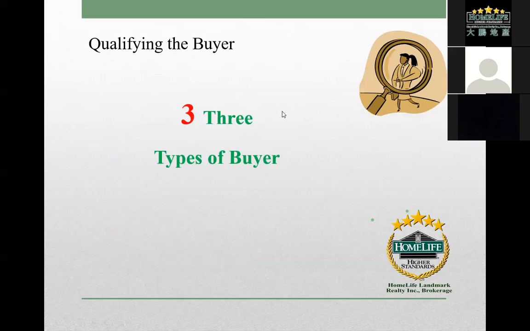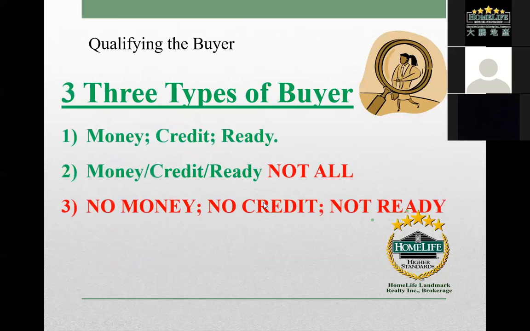Other than that, we need to look at the three types of buyer. Usually the first type we call the triple A buyer. They have money, they have credit, they are ready. Even for tenants we usually say triple A, but buyers too. They have money, the down payment is ready. They have credit, they have a job, the income is good, excellent, and they are ready. If they see a good property, they can put in the offer. So if you see this first type of buyer, you should spend more time working with this kind of client. Everything is ready.